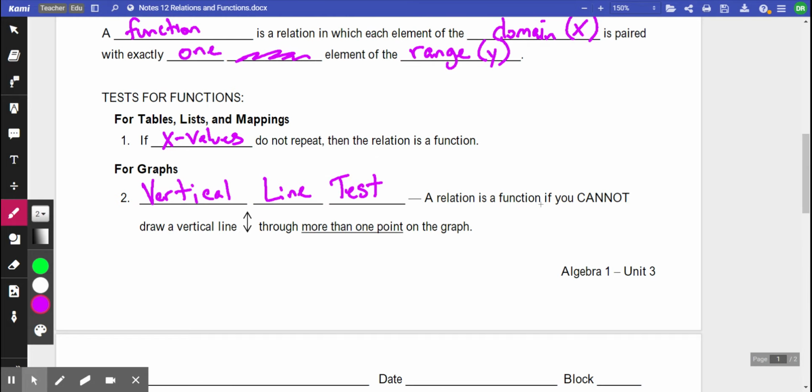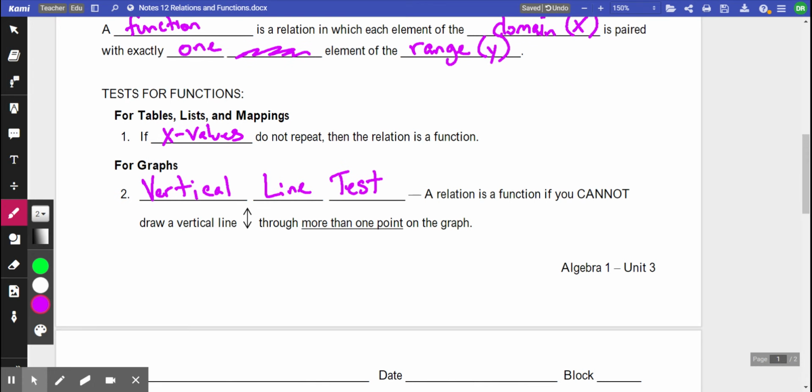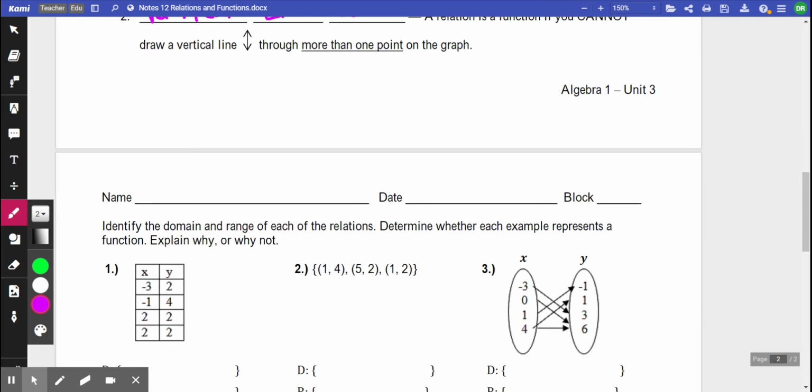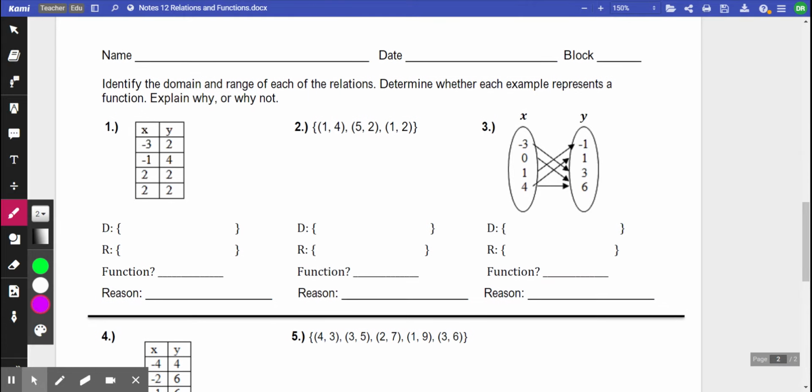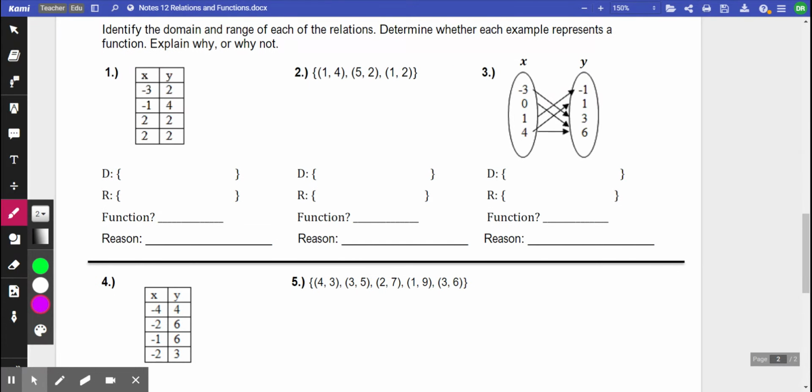So the way that this works is if you draw in a vertical line anywhere on the graph, so it might go through your graph, it might not go through the graph at all, anywhere on the coordinate plane, if you draw a vertical line that's straight up and down, if it goes through more than one point on the graph, okay, it is not a function. It can only go through 1 or 0 points on your graph. But if it goes through more than one, any vertical line by itself, that means that you do not have a function.